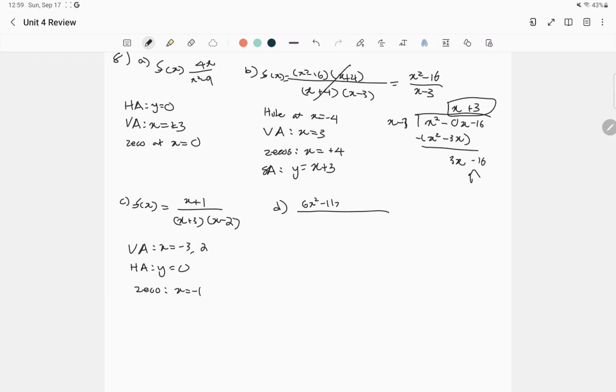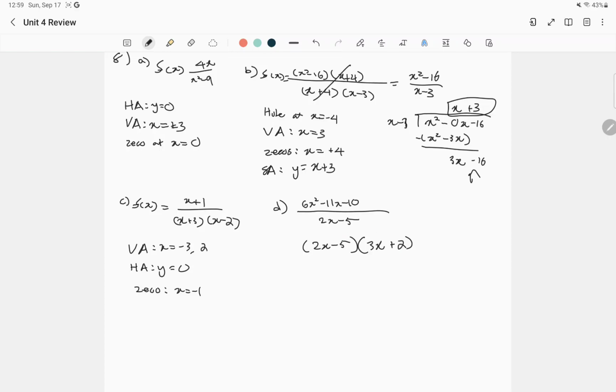6x squared minus 11x minus 10 over 2x minus 5. Whenever it looks complicated like this, you want to just try to see if you can factor out the bottom. So does the top factor like this? Let's see, 2x minus 5. And then if it was 2x minus 5, we need a 3x here. And if it's minus 5, we would need a plus 2 here. And does this work out?